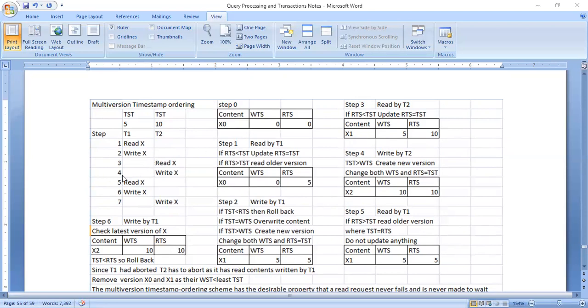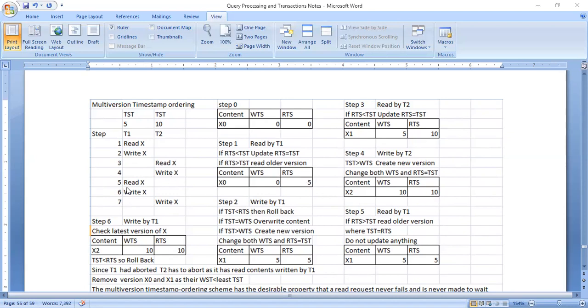Now the next instruction at step 4 is write X by transaction T2. Whenever there is a write, we have the three different rules. Once again the condition is if TS is greater than WTS. Earlier we have WTS as 5 and TS is 10, so TS is greater than WTS. So we once again modify the content of the database, and it is now equal to X2. Whenever we create a new version, we update both the WTS and RTS equal to the TS of the transaction executing the write instruction. So they are now modified to 10 and 10.